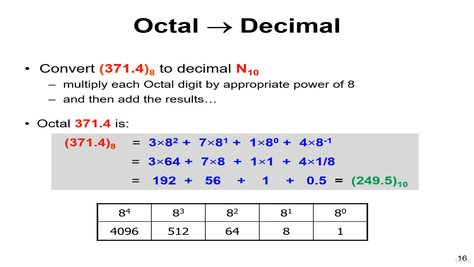We would multiply each octal digit by the appropriate power of 8, and then we would add the results. So 371.4 would be 3 into 8 raised to the power 2 plus 7 into 8 raised to the power 1 plus 1 into 8 raised to the power 0 plus 4 into 8 raised to the power minus 1. Once you do this computation, it comes out to be 249.5.